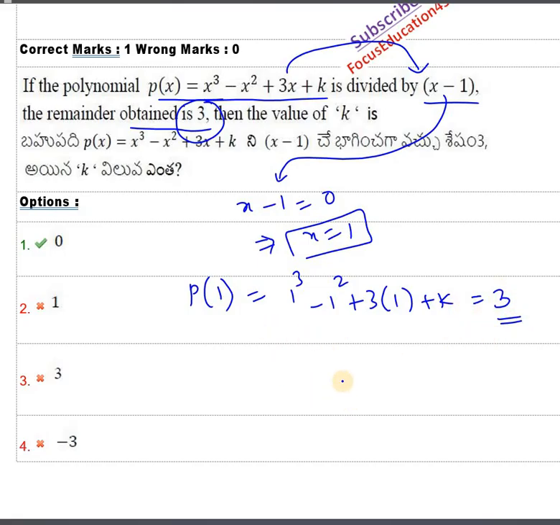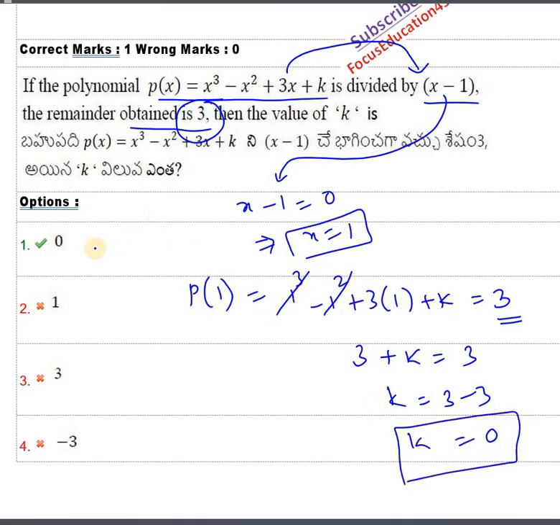So this equation becomes equal to 3. 1 cube is 1, 1 square is 1, this is cancelled. So what is remaining here? 3 plus k is equal to 3. So k is equal to 3 minus 3. So what is the value of k? 0. Right? So this is the third question.